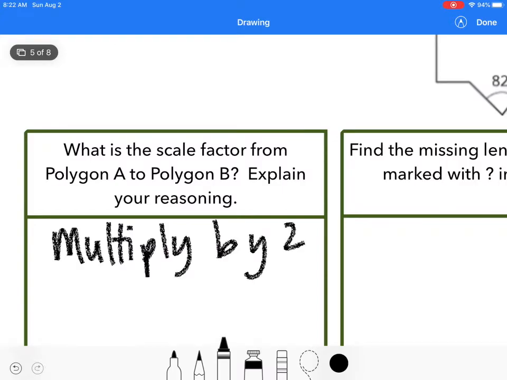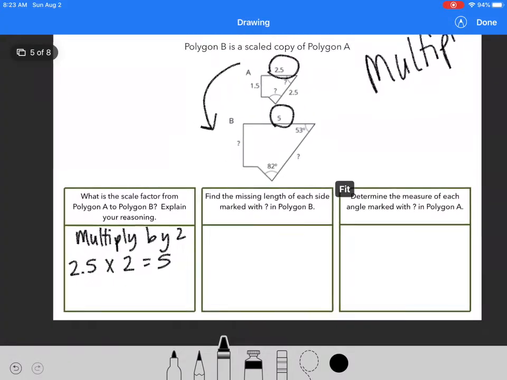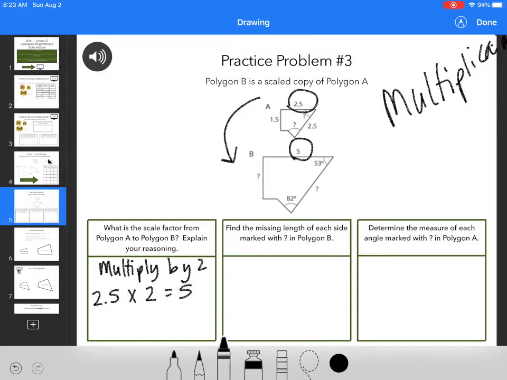How do I know? Because 2.5 times 2 equals 5. I don't have any other sides to compare, so I kind of have to go off of that information. If I had more sides, I could give it more justification. So then it says, find the missing length of each side marked with a question mark.